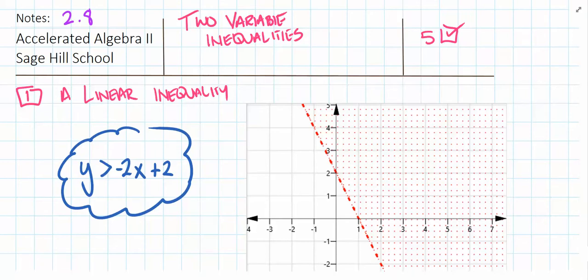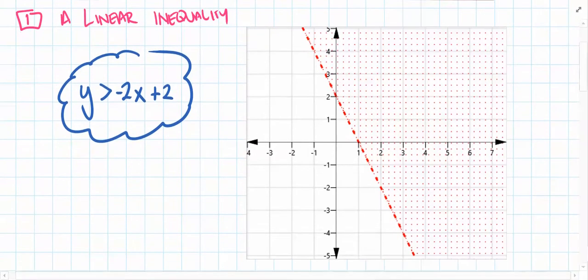Okay, first thing we gotta understand is let's talk about a linear inequality. Here's an example of a linear inequality. It's over here in this little blue cloud. The only difference between a linear inequality and a linear equation is the inequality sign right there. So notice what it does to the graph over here on the right hand side. This is the graph of this linear inequality. So notice that this little dashed line here creates what's known as a boundary line.